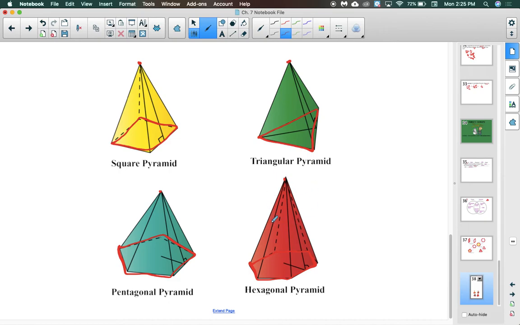So first thing I would always do when naming these polyhedra is figure out if it's a pyramid or a prism, and then take a look at the shape of the base. Use that base shape to help you name your pyramid or prism.